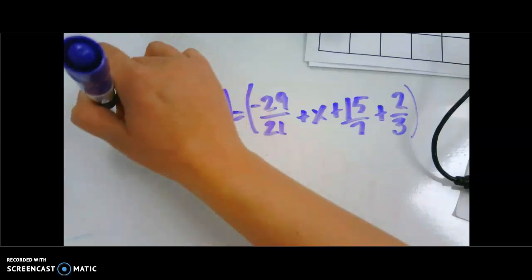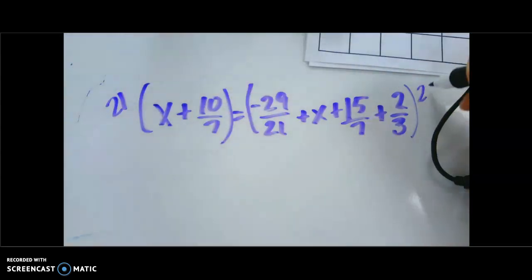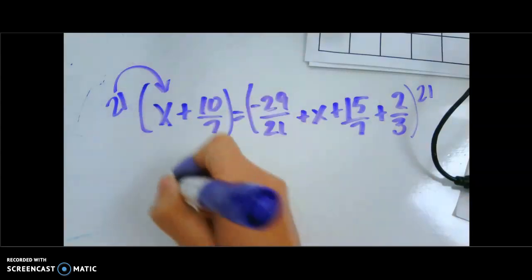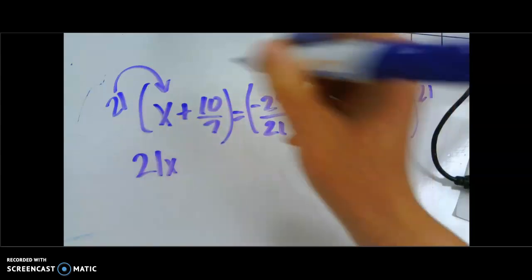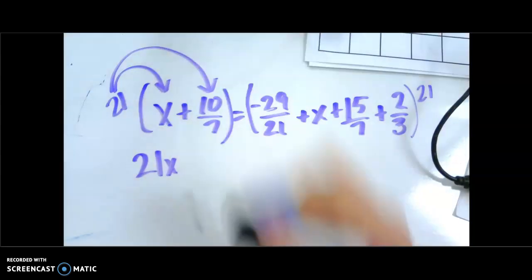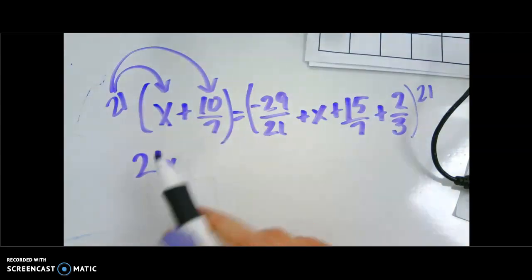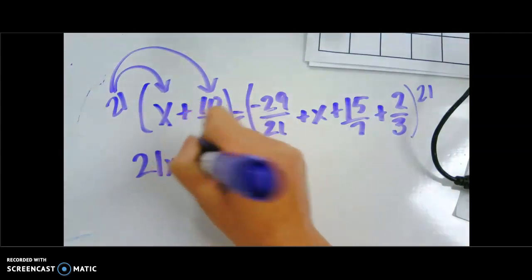So I'm going to multiply both sides by 21. So I'm going to take that 21 times the 1x, and I'm going to get 21x. I'm going to take the 21 times 10 sevenths, and I'm going to think of that as 21 divided by 7, which is 3. And 3 times 10 is 30. So now I have plus 30.